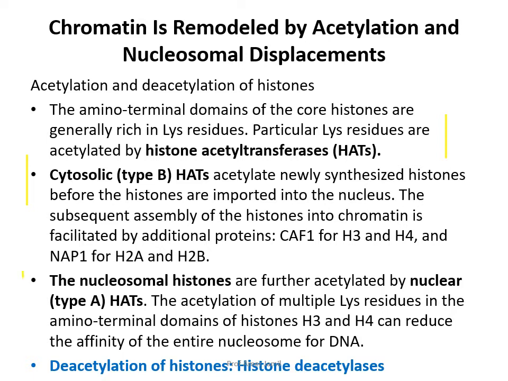The nucleosomal histones are further acetylated by nuclear histone acetyltransferases. The acetylation of multiple lysine residues in amino terminal domains of histones H3 and H4 can reduce the affinity of the entire nucleosome for the DNA, thus allowing the transcriptional machinery to bind. Deacetylation of histones takes place with the help of histone deacetylases, where transcription is not required.